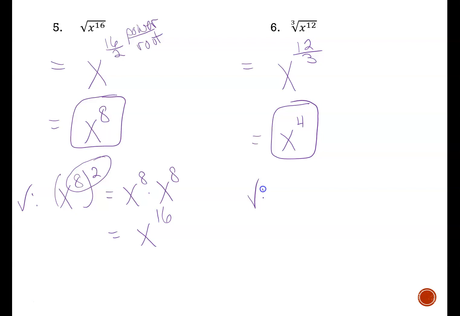On number 6, if we check, we take x to the 4th to the 3rd power. If you use the exponent rule of a power to a power, you could just say I'm going to multiply those. It'll give me my x to the 12th. Or you could think of it as x to the 4th times x to the 4th times x to the 4th, in which case you would add the exponents.